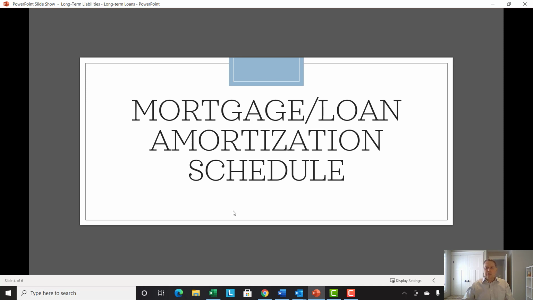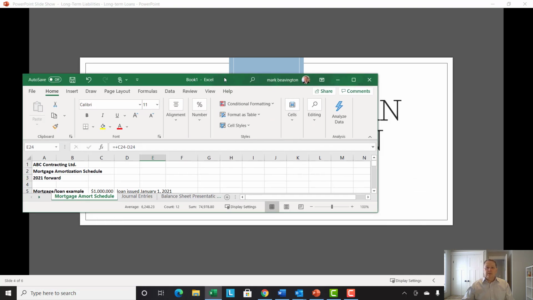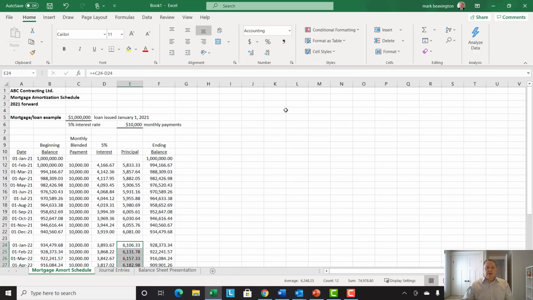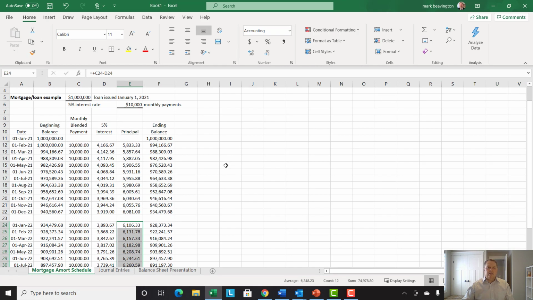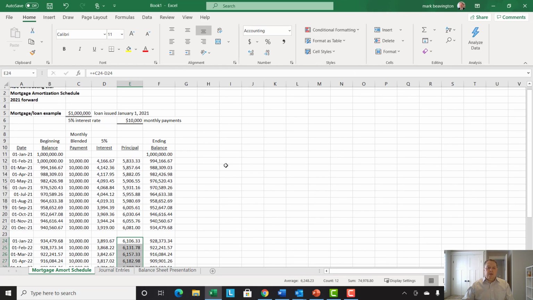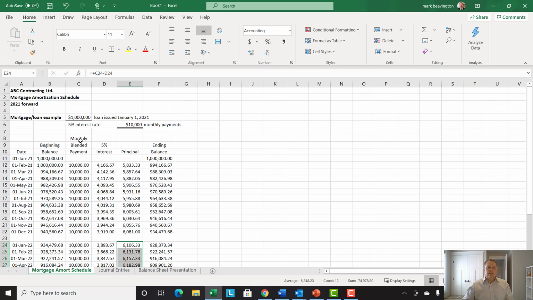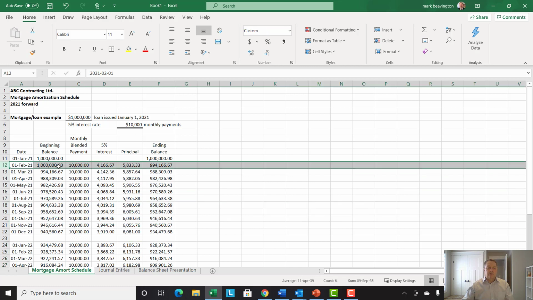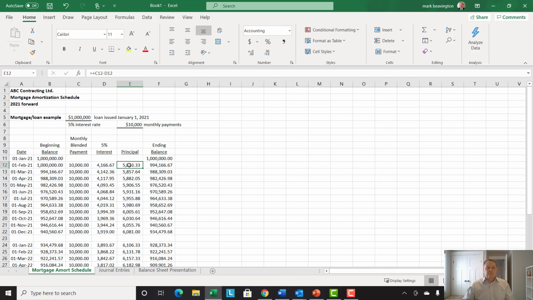Now let's have a look at a mortgage amortization schedule. Now, a mortgage amortization schedule is basically a schedule that shows the payment that's going to be made, and in this case I've chosen monthly blended payments, what the interest is that's paid in that payment, and this is the payment on February the 1st of 2021, and what the amount of principal is that's paid, and the ending balance after that principal's been paid.